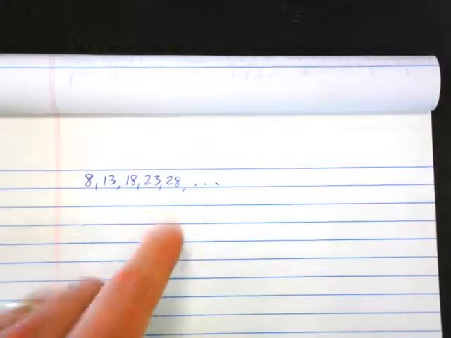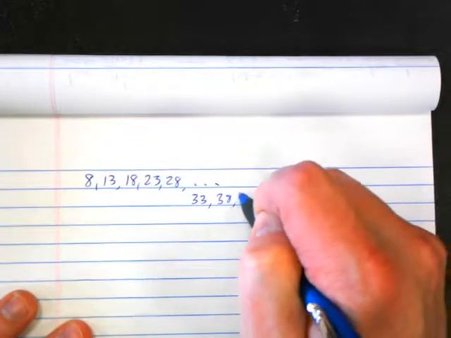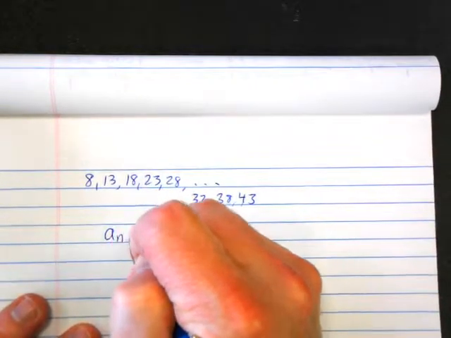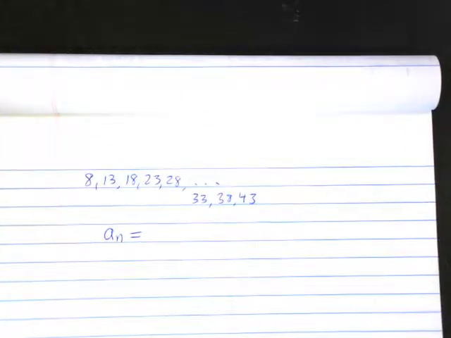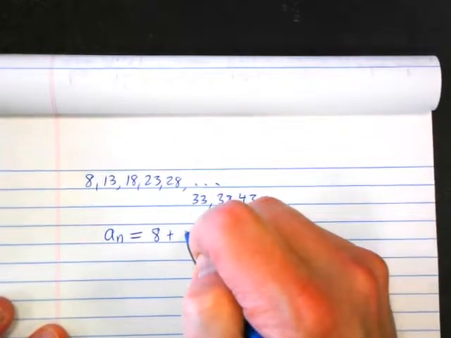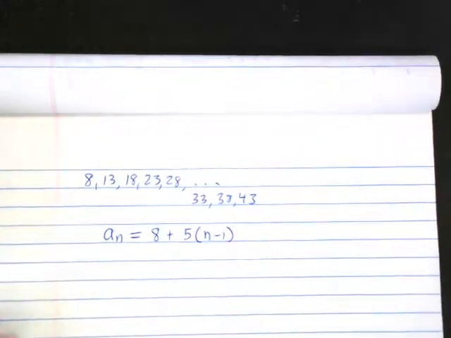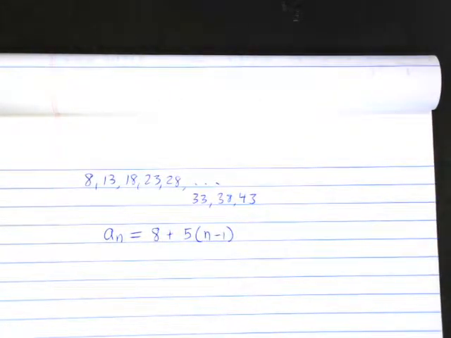So what's the next term? 33, 38, 43. And how are you getting those? It's adding 5 every time. It's add 5 each time. That's correct. And then they want you to write a pattern. So they want a sub n equals 8 plus 5 times n minus 1. And a lot of people would put 8 plus 5 times n. But you're right, it is n minus 1.